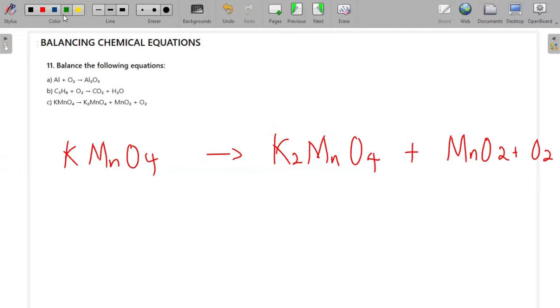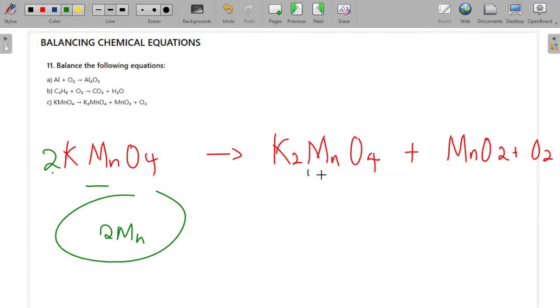Again, we start by balancing anything apart from the oxygen. You can see that on my left here, I have 1 K. But here I have 2. So I'll put a 2 here. So now on my left I have 2 K, and here I have 2 K. What about the Mn? The Mn is being multiplied by 2, so I have 2 Mn on my left. What about on the right? On the right I have this Mn and this Mn. If I add them, I also get 2 Mn.